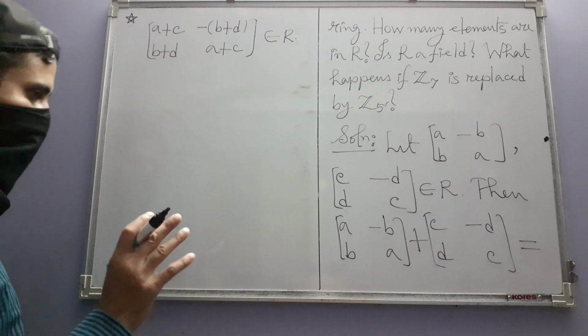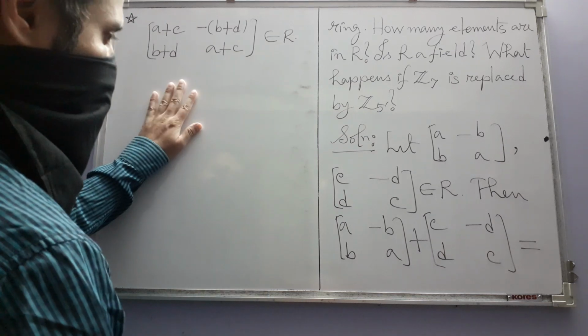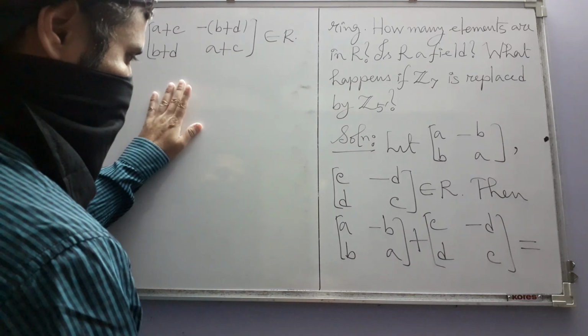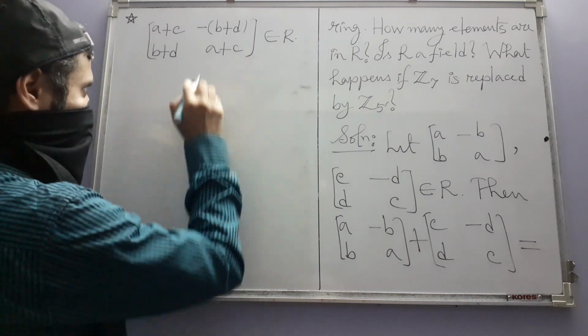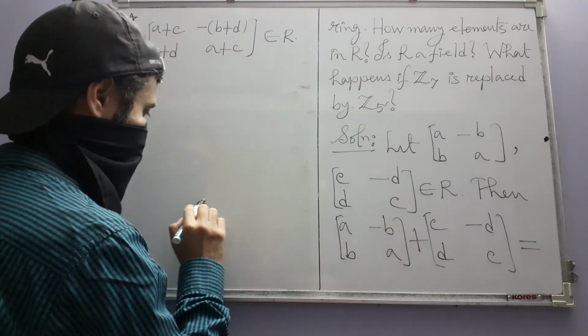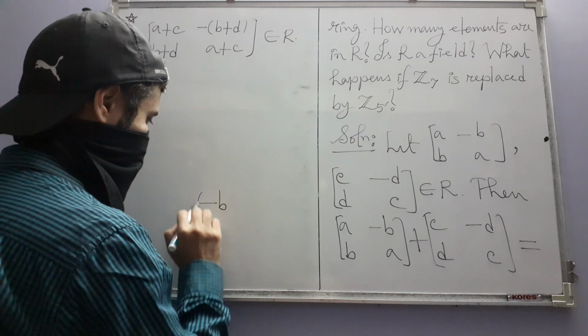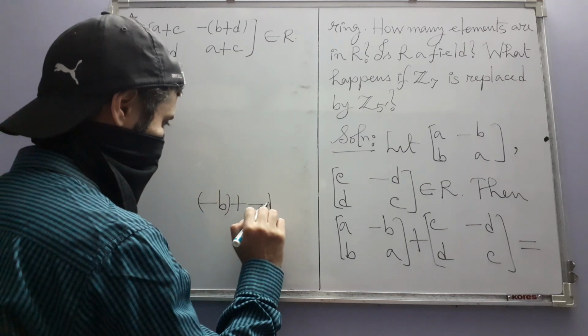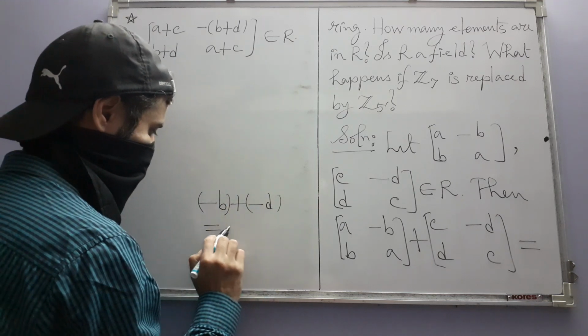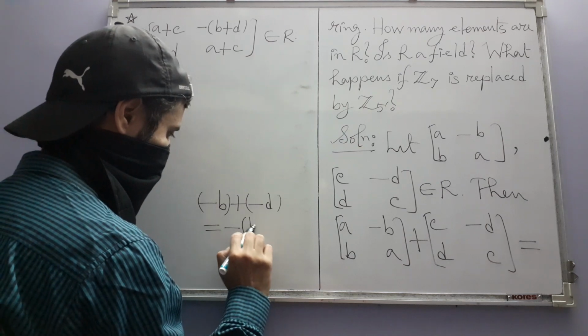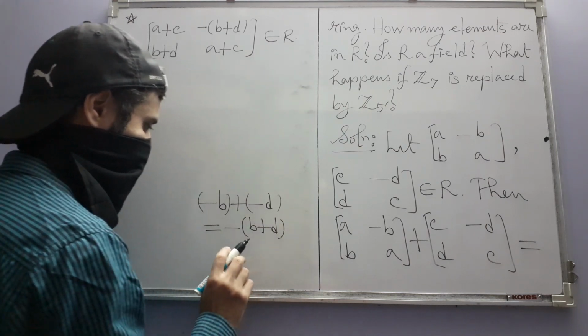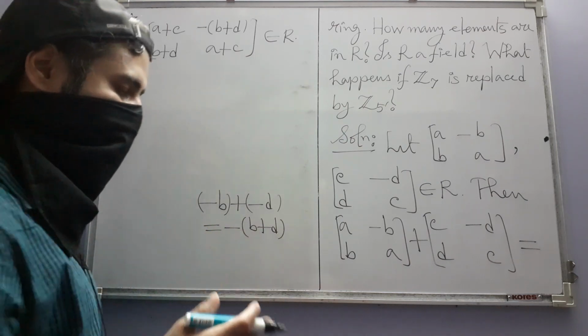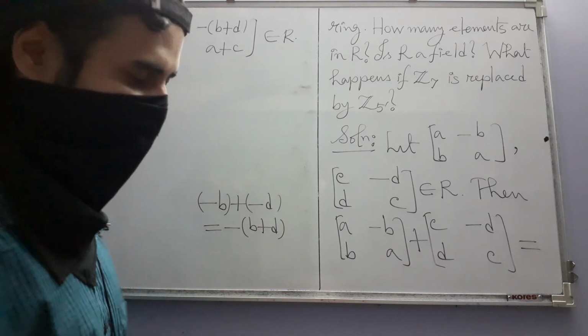But there are some subtle things that should be noted carefully. You see, we are adding minus B and minus D, and in doing so, we have written minus of B plus D. Is it justified? Because now these are not real numbers or complex numbers.